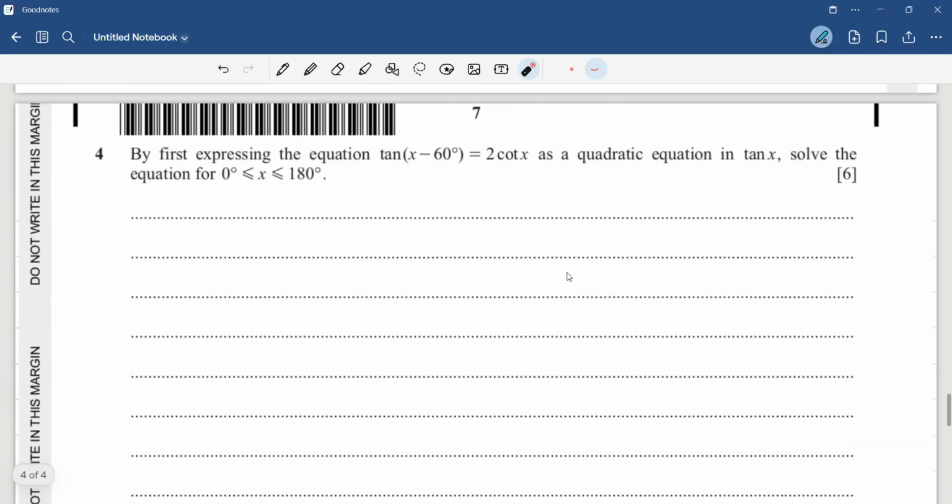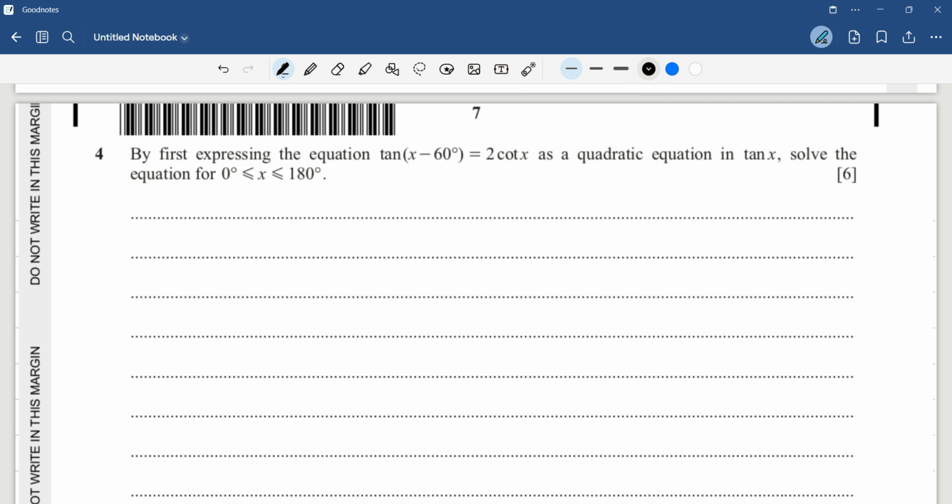Now let's go into question number 4. For question number 4, first express the equation tan(x minus 60) equivalent to 2 cot x as a quadratic. So you need to form a quadratic equation first, in terms of tan x, and then only we're going to solve it. So let's expand this tan(x minus 60). We expand this, so we can use the addition rule.